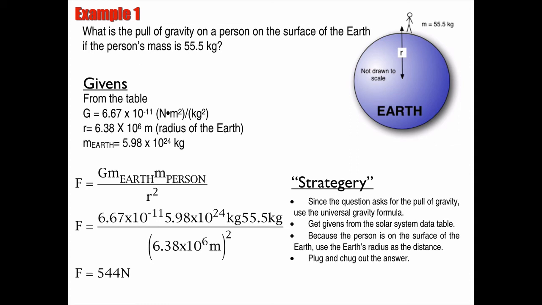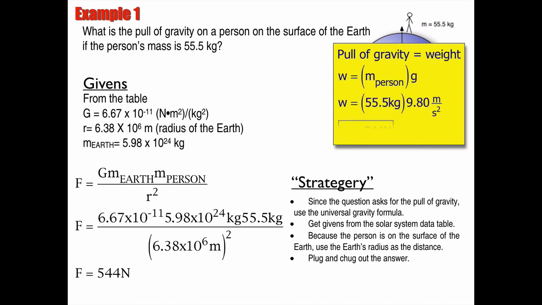But wait a minute, there's a way to check this problem. Because I'm talking about a person standing on the surface, and the pull of gravity, well, we call the pull of gravity the weight. And I have a special formula for the weight of a person on the surface of the Earth. That's W equals mg. So I can look at the mass of the person times g, 55.5 kilograms times 9.8 meters per second squared. And when I do the math, I get the same answer, 544 newtons. Pretty cool.